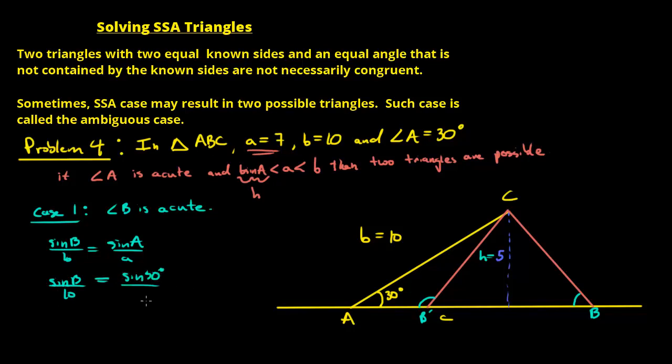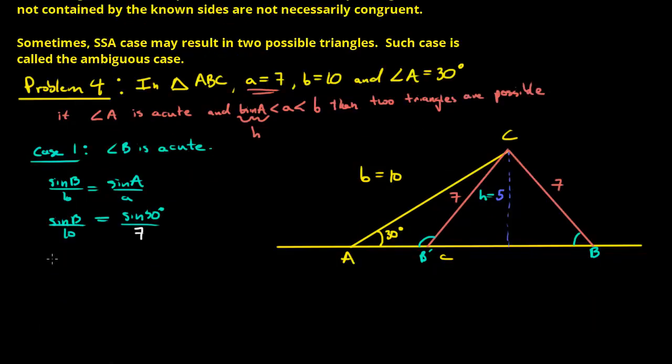And side A, sorry, I should have labeled that. Side A was 7 units. So this is 7 units, and this is 7 units as well. And we can go ahead and isolate for sine B. If we multiply both sides of this equation by 10, we get that sine B is equal to 10 sine 30 degrees over 7.